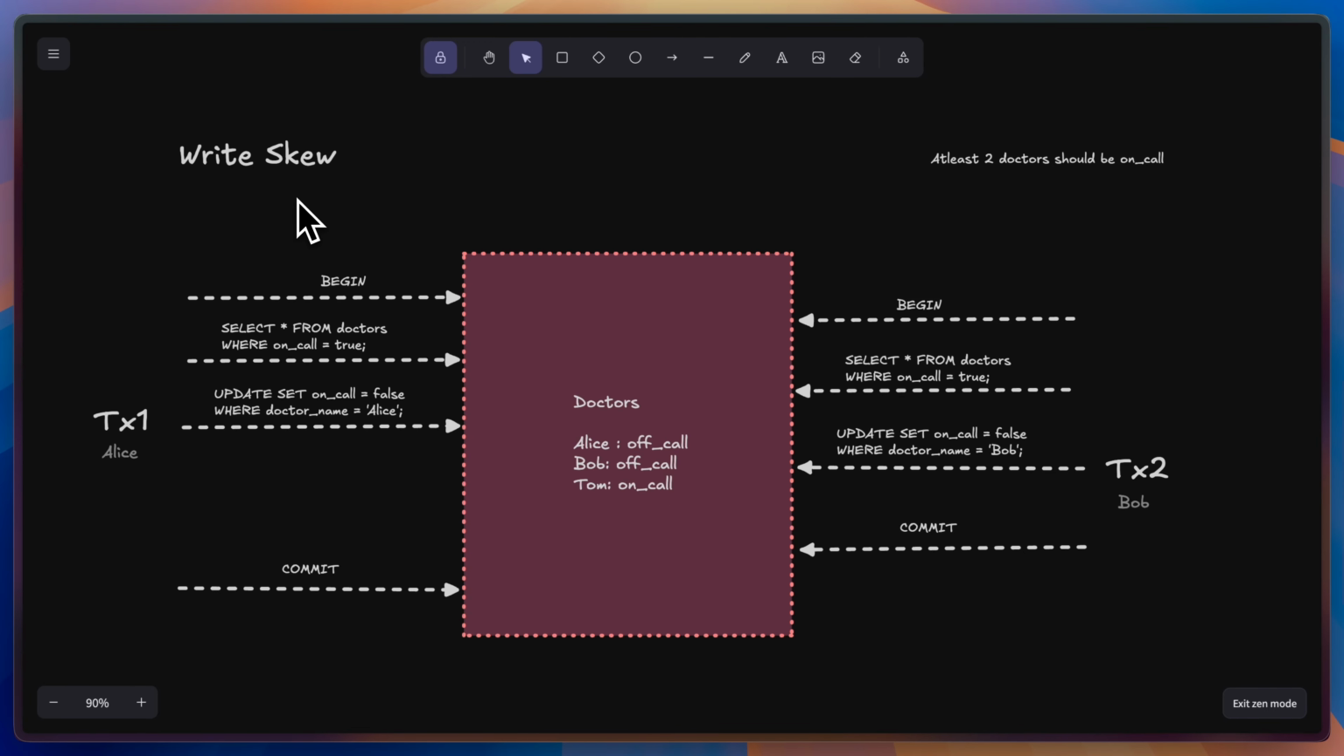This problem occurs when multiple transactions are executed simultaneously and they are trying to update different rows. Transaction 1 is trying to update the row corresponding to LS, whereas Bob is trying to update the row corresponding to Bob. So I hope now you are clear with this write skew problem.